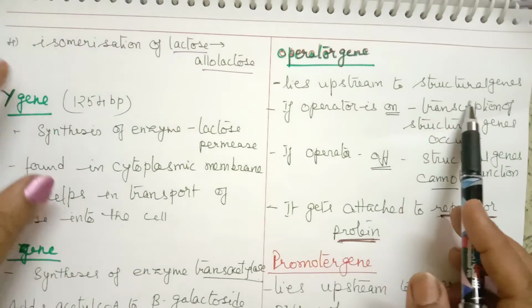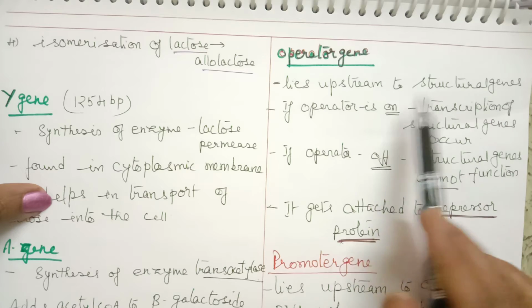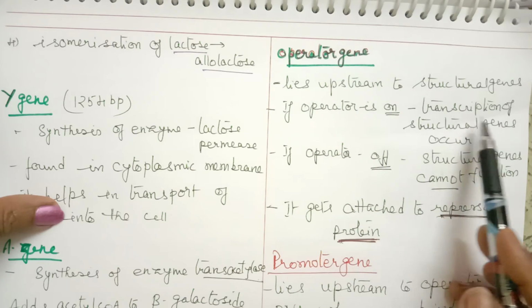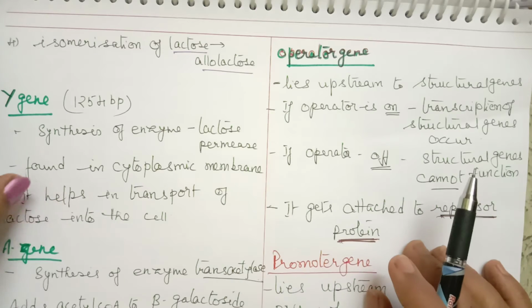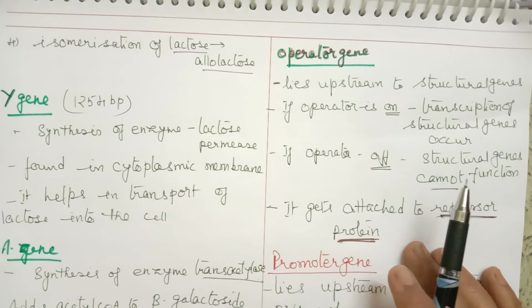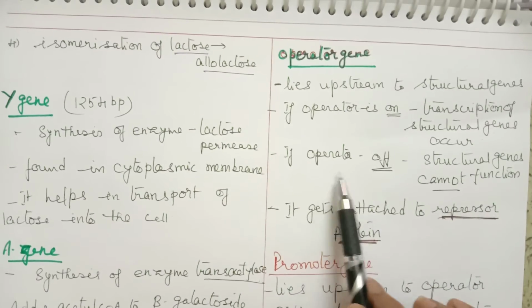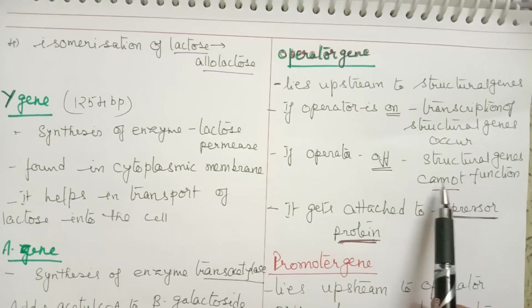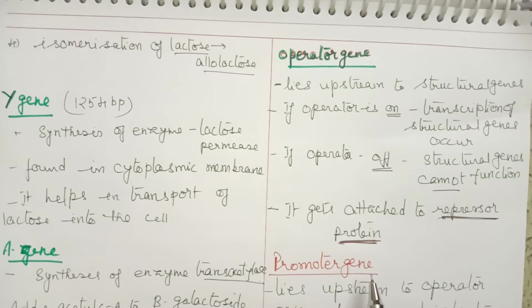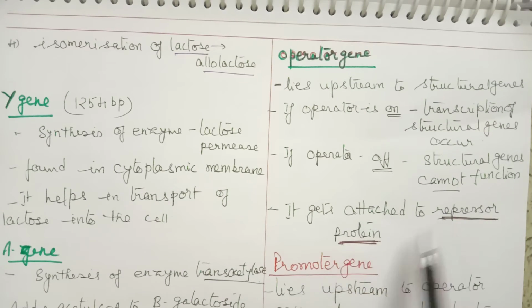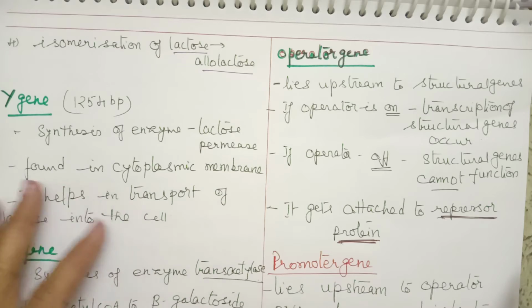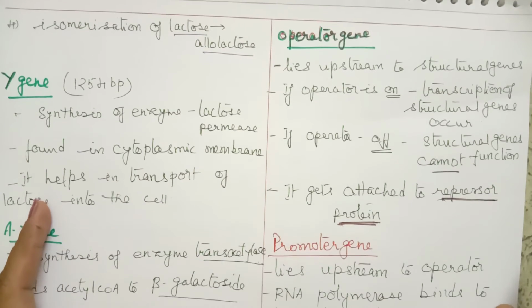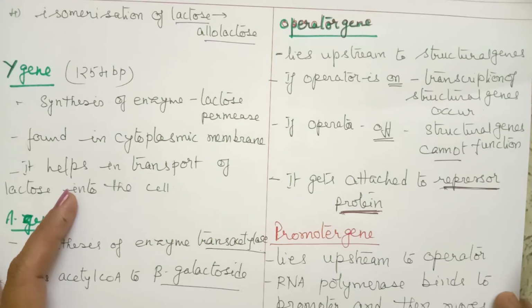So operator gene is present upstream to structural gene, and if it is on, then transcription will occur. If operator gene is on, functional, that means if it is free, then transcription will take place. If it is off, then structural genes cannot function. It gets attached to repressor protein. Repressor protein, which is formed from the inhibitor gene or repressor gene, will bind to operator. So the mechanism we will see.